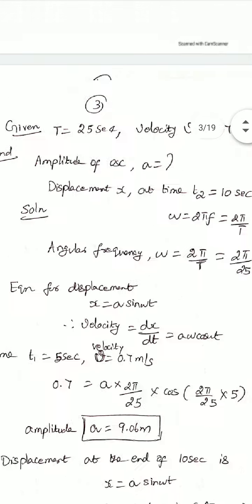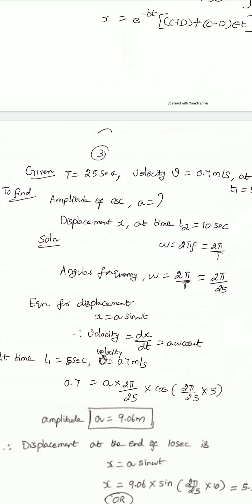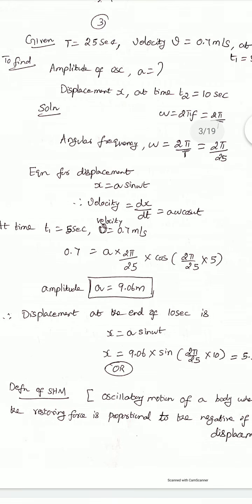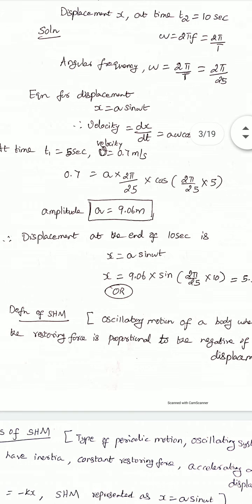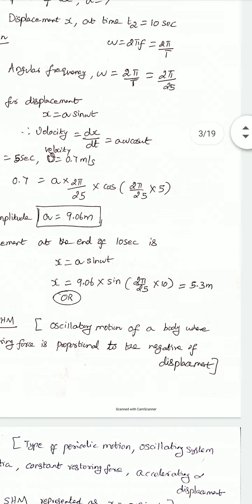Then we apply the simple harmonic equation, x equals a sin omega t. Then we differentiate this equation, dx by dt, which is the velocity, equal to a omega cos omega t. The velocity value we have substituted, and then we got the amplitude. Then in the displacement equation we find x equals 5.3 meters.